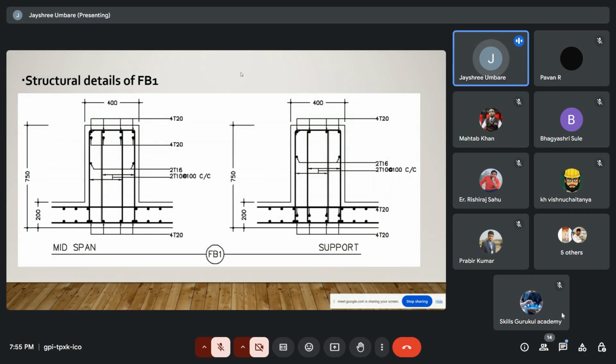Structural details of FB1 and FB2. This is for the FB1 only. This is the slab which is taken below, and this is the beam, inverted beam. Then we have taken 200 as thickness of the slab and 750 for the beam. This is for the mid span, this is for the support.